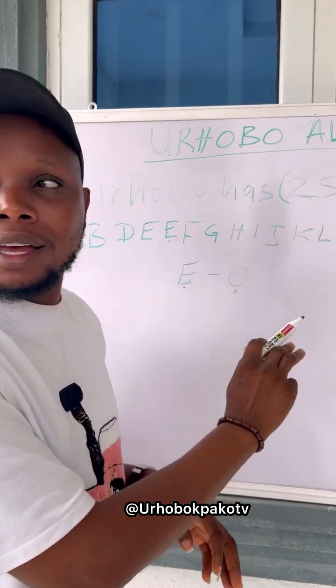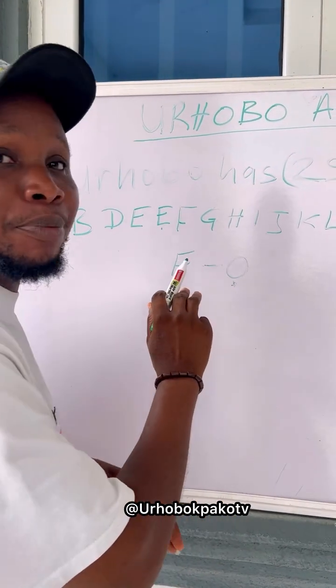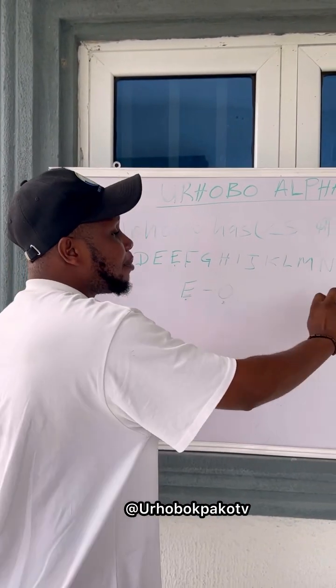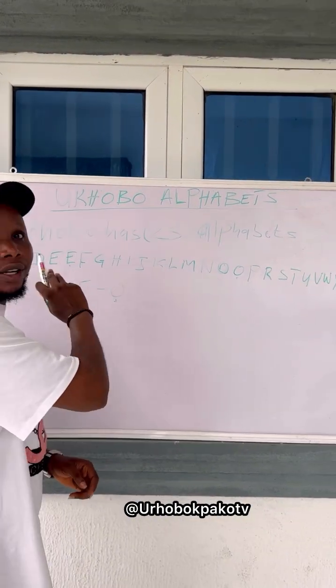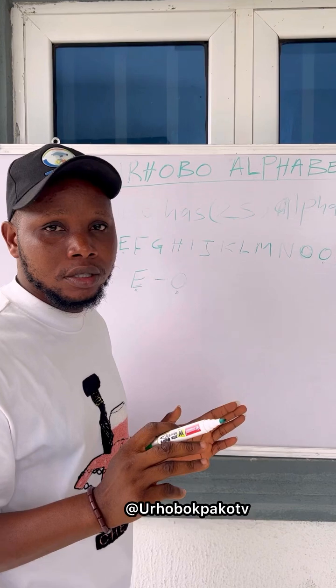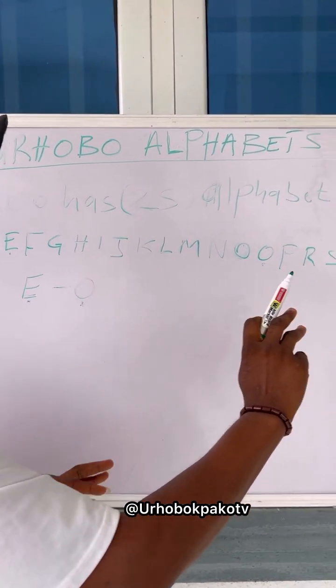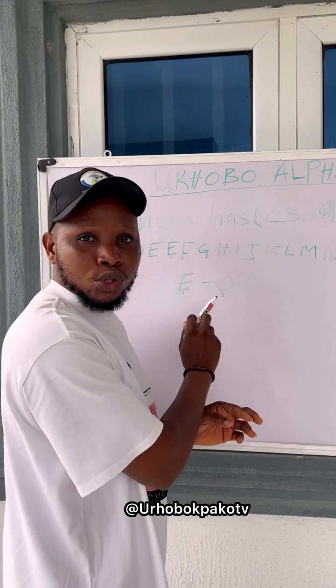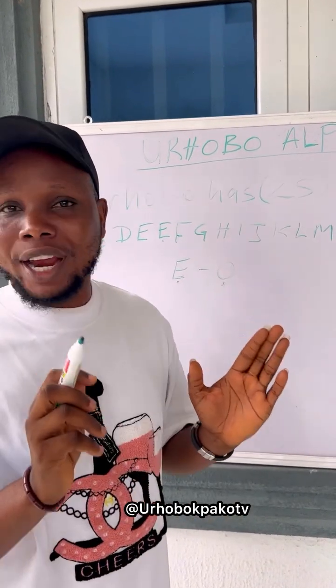And among the 25 alphabets we have in Urhobo, 23 are borrowed alphabets. These two alphabets are the most significant alphabets we have in Urhobo.